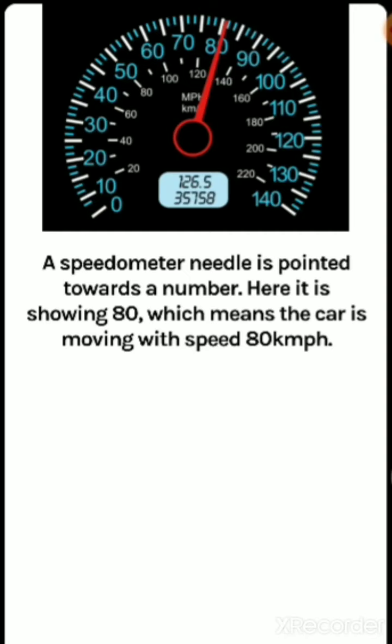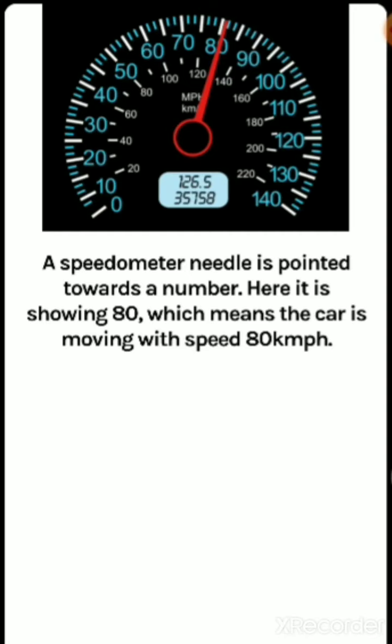It means the car is moving with a speed of 80 km per hour. So the speed of the car is indicated by that needle. If it is pointing at 80, that means 80 km per hour is the speed. If it is pointing at 90, then 90 km per hour is the speed. I hope you all have understood this.